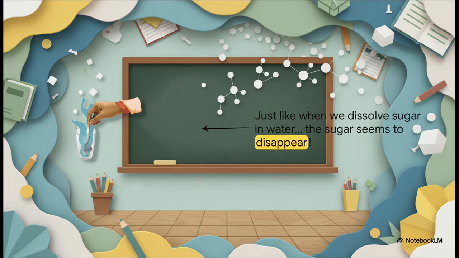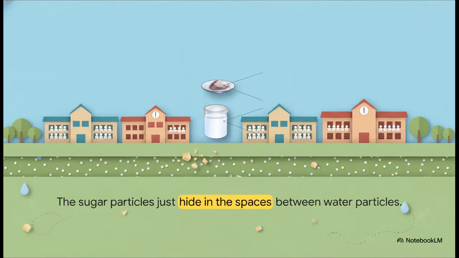Okay, time for another puzzle. When you stir some sugar into water to make a nice glass of nimbu pani, where does the sugar go? It looks like it just vanishes. Poof! But does it really disappear? Let's find out. Not at all.